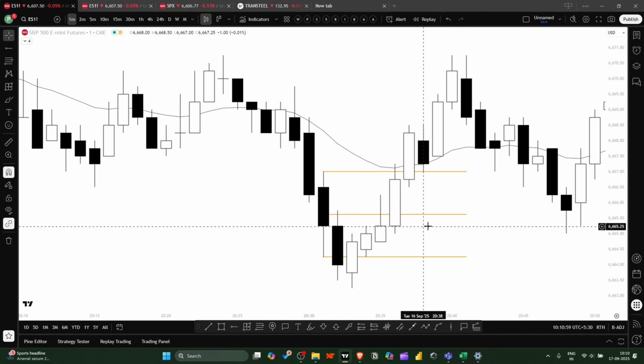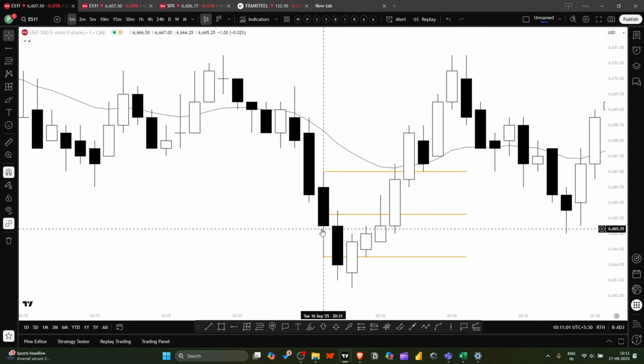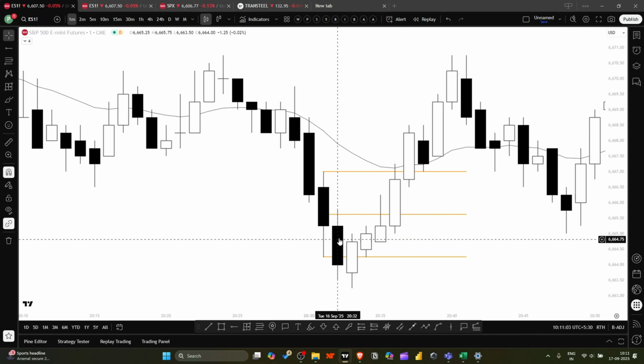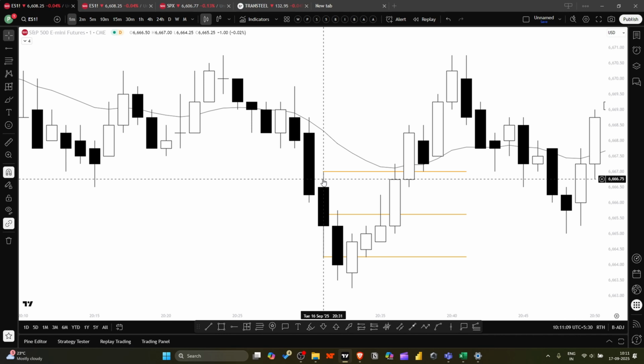This is the high, this is the low, this is the midpoint of this candle. Now the next candle, although it has a bear body, you can see that it has overlapped most of the price action of the previous candle.